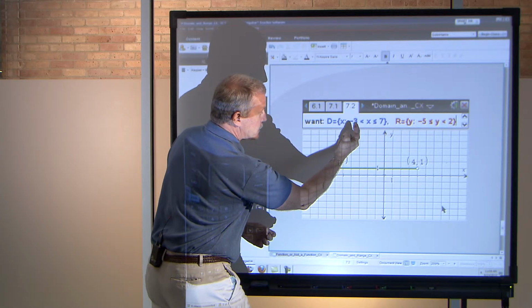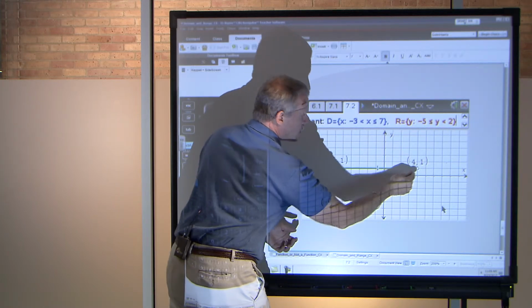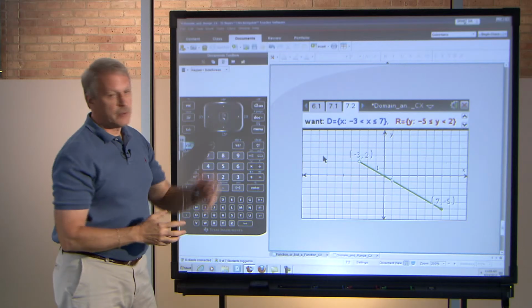And the domain looks like it starts at -3 open circle. The y-coordinate is 2 with an open circle, so I'll grab the open circle, -3, 2. And it's going to end up at 7, -5 with a closed circle. So grab that 7, -5. And that seems to satisfy the requirements that we wanted.